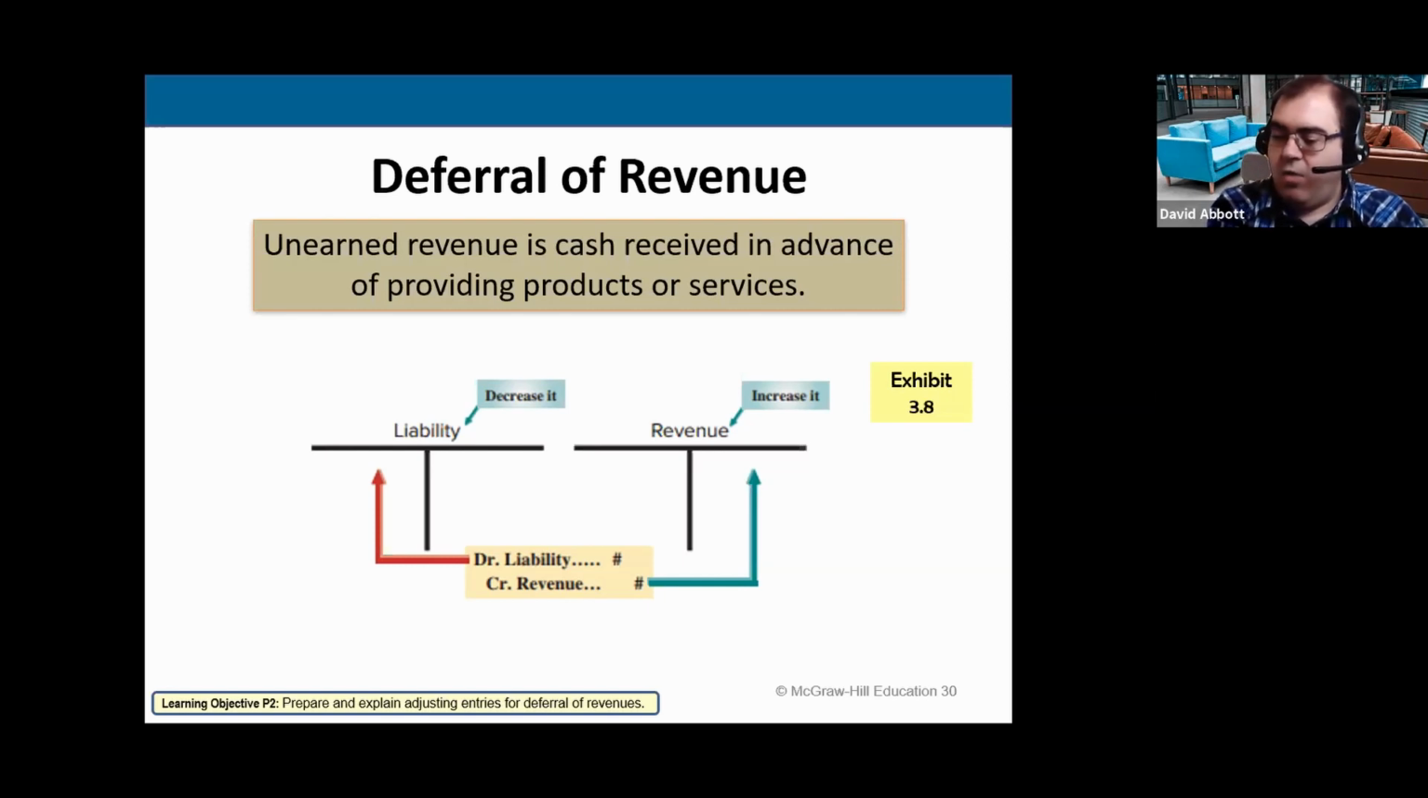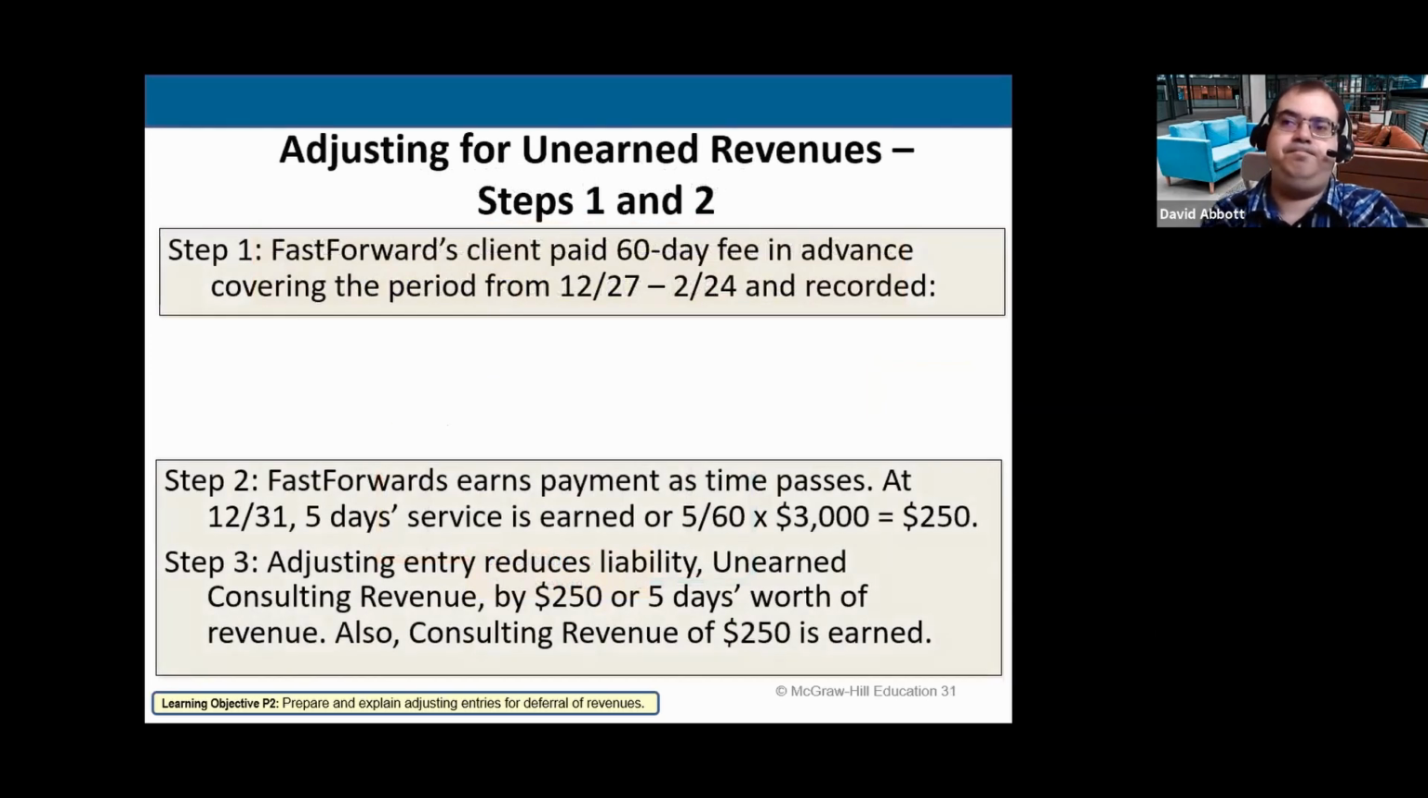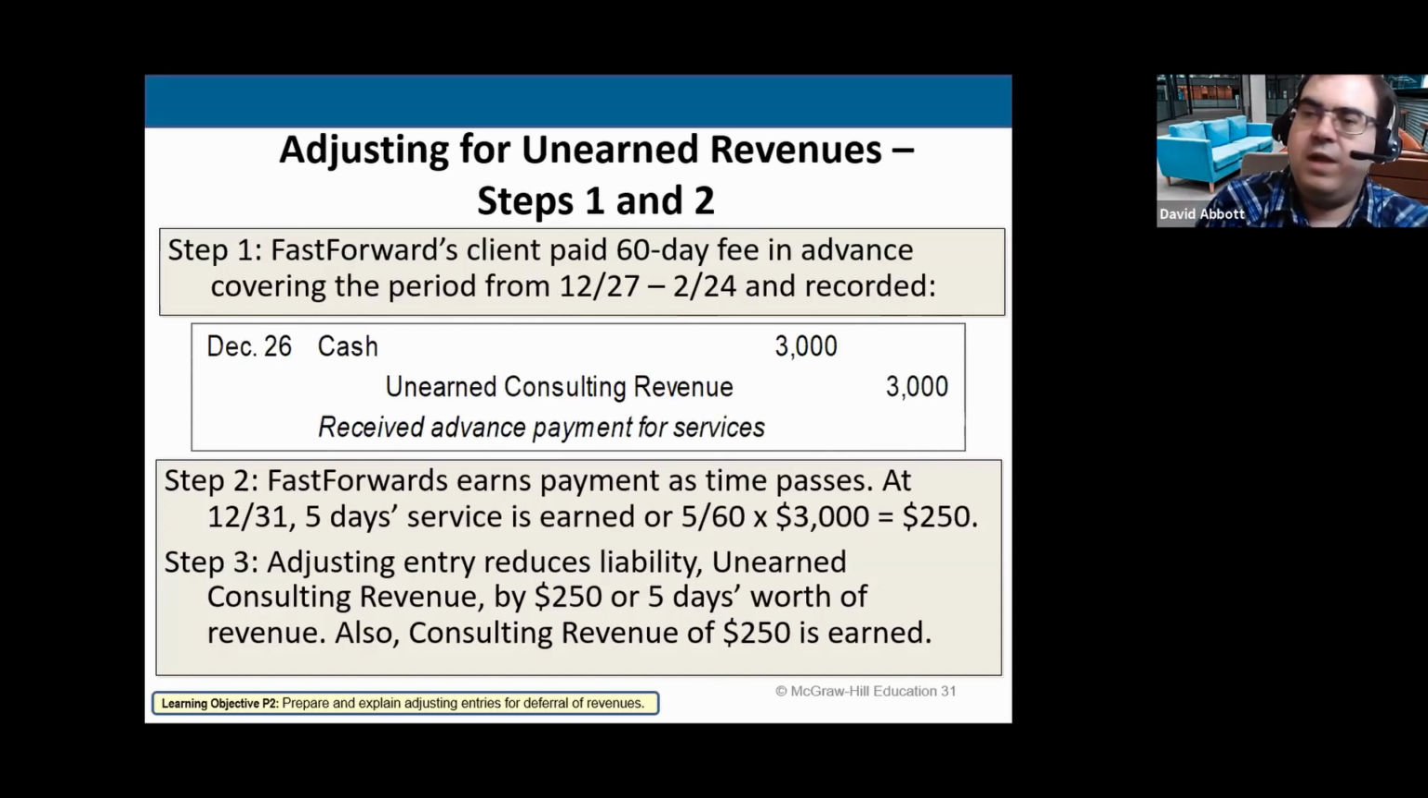In our example, we will examine accounting for the receipt of cash prior to our company rendering any services. So when we render accounting or consulting services, we will prepare an adjustment for deferred revenues, which is a liability. We will always debit or reduce a liability account and credit or increase a revenue account. Fast Forward's client paid 60 days' fee in advance, covering the period from December the 27th to February the 24th. And so that initially is recorded as follows.